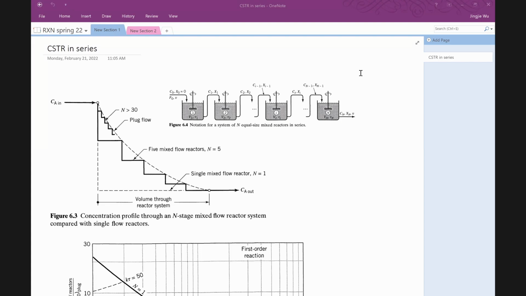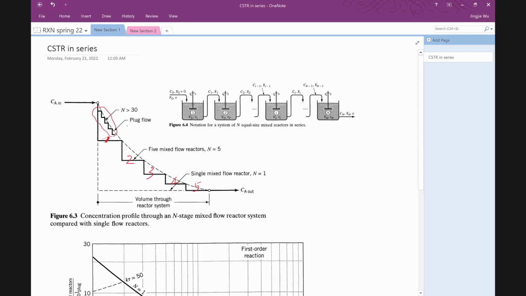So for the first one, it's here. And then it drops to the second, third, fourth, fifth. Now you can see the degradation rate decreases. It does not abruptly decrease to the lowest one, it's step by step, right? And then, for example, now you have 30 or more than 30 CSTR. Then you will see you have more steps. The concentration decreases step by step.